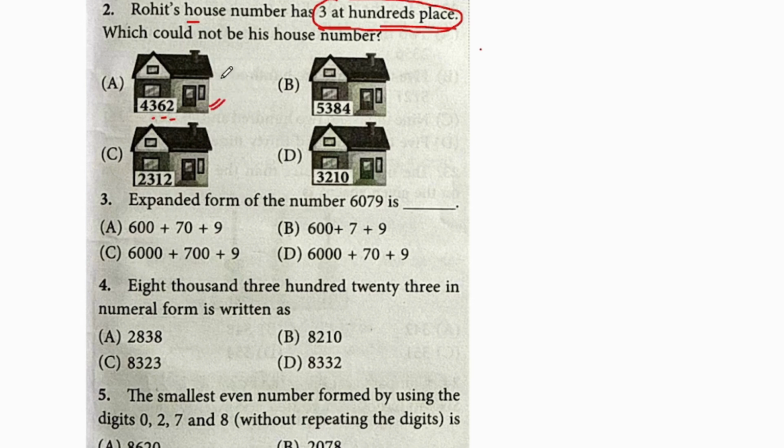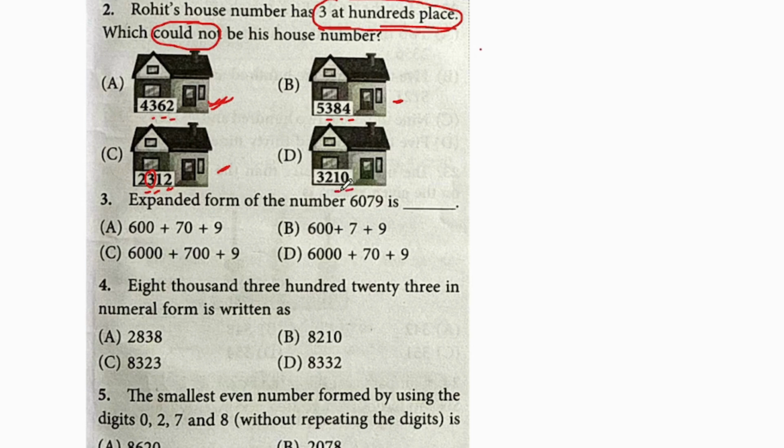So this could be a number, and be very mindful. Could not be, right? So this could be a number. Now, ones, tens, hundreds. Here also 3 is at hundred place. So this could also be a number. Ones, tens, hundreds. This could also be a number because 3 is at hundreds place.